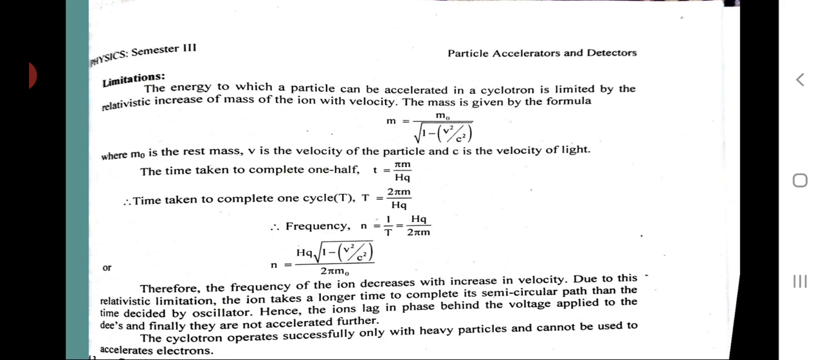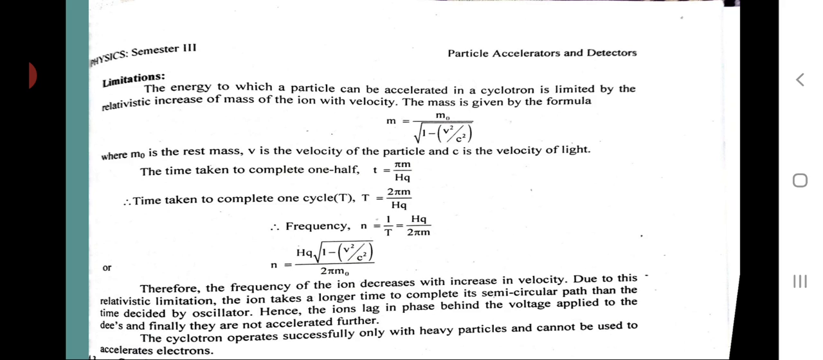Now, limitations. The energy to which a particle can be accelerated in a cyclotron is limited by the relativistic increase of mass of the ion with velocity. Now this mass is given by m0 upon under root 1 minus v square upon c square, where m0 is the rest mass, v is the velocity of the particle and c is the velocity of light.